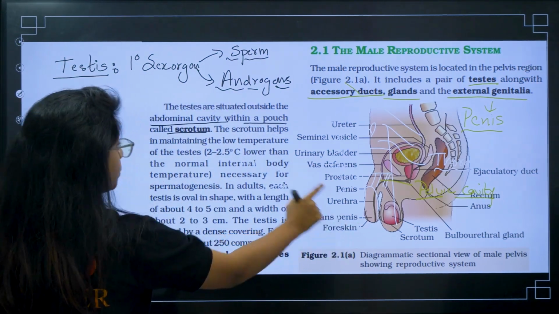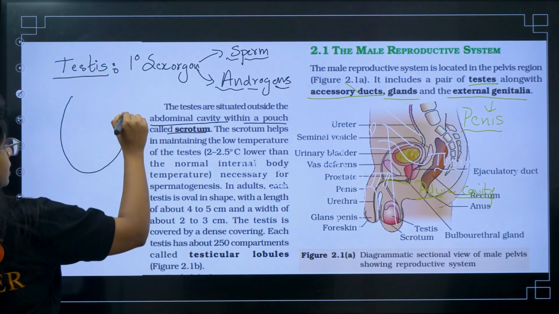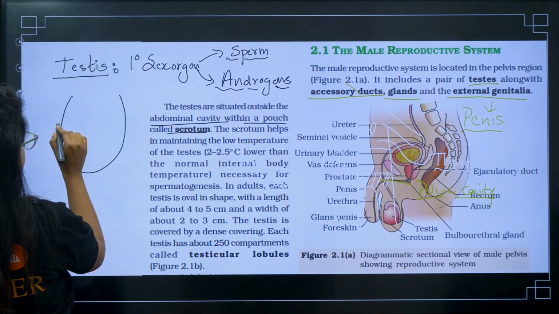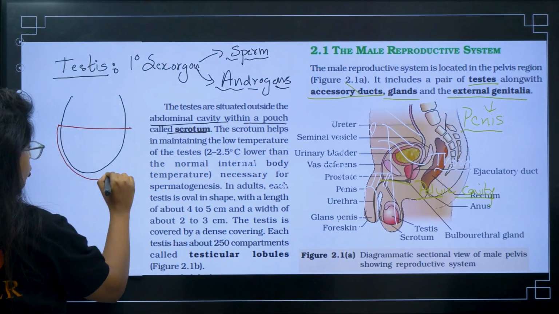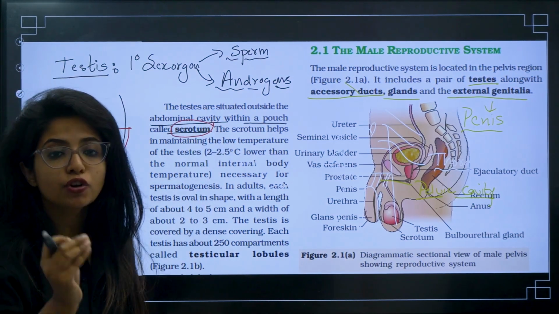So if you see this particular diagram, or probably if I make one, if suppose that this is a testis. So your testis is basically present in a pouch. And what do you call this pouch? You call this pouch as what? Scrotum.